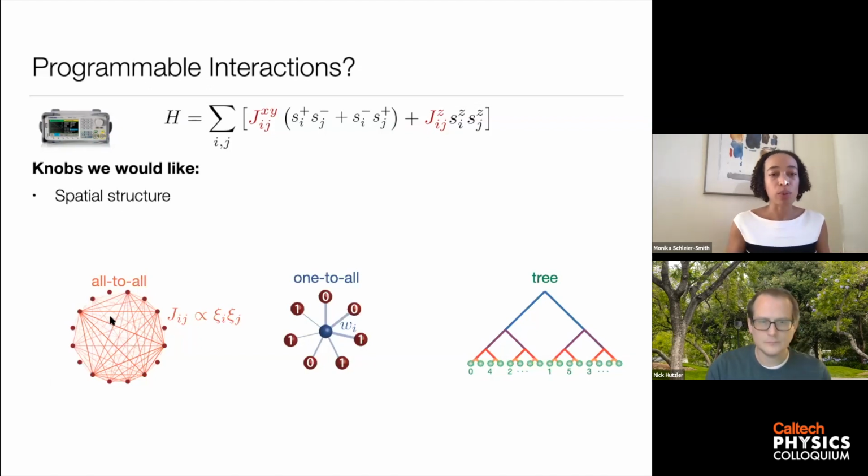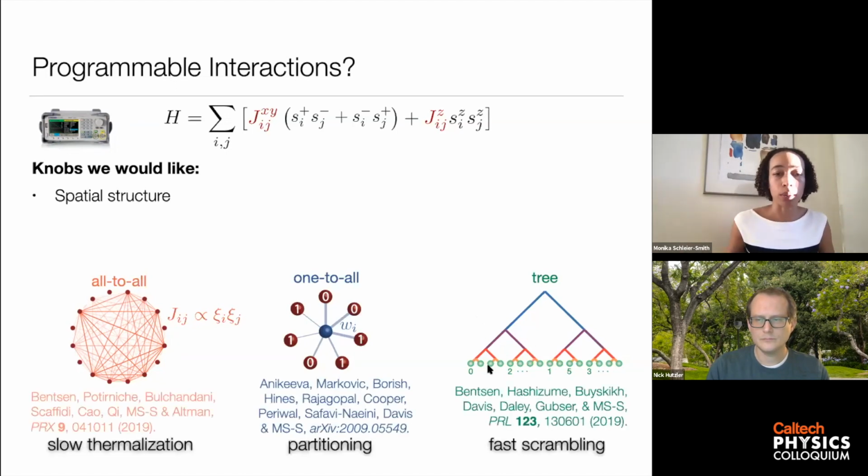Some spatial structures you might be interested in are every atom talks to every other. That showed up in that partitioning problem I talked about earlier. Maybe one talks to every other, which actually is also relevant in that context. Maybe you want the atoms' interactions to be such as if the atoms were leaves on a tree. This actually has some connections to this question of can one build toy models for quantum gravity.